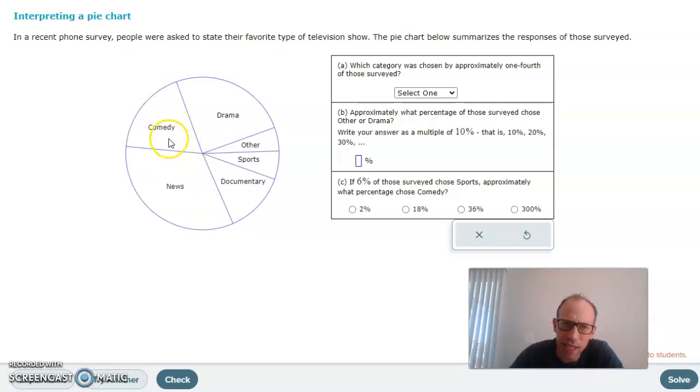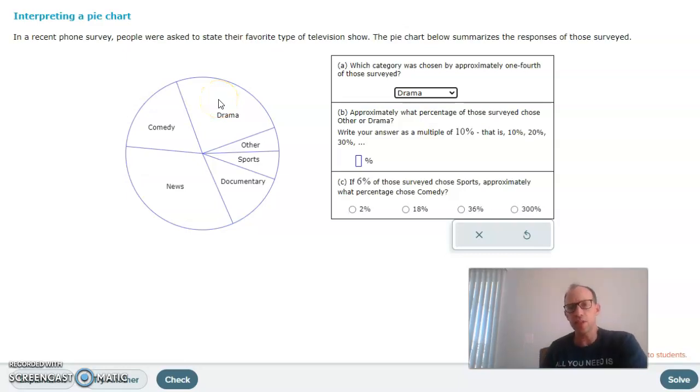Similarly, comedy, that's less than 90 degrees. That's an acute angle. Any angle that's less than 90 is an acute angle. So that's pretty clearly less than 1/4 of those surveyed. So that leaves us with drama as the category that would represent 1/4 of those surveyed.